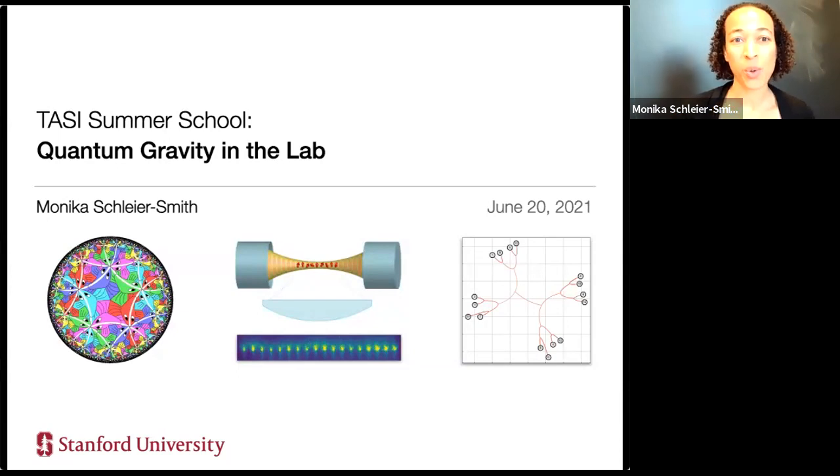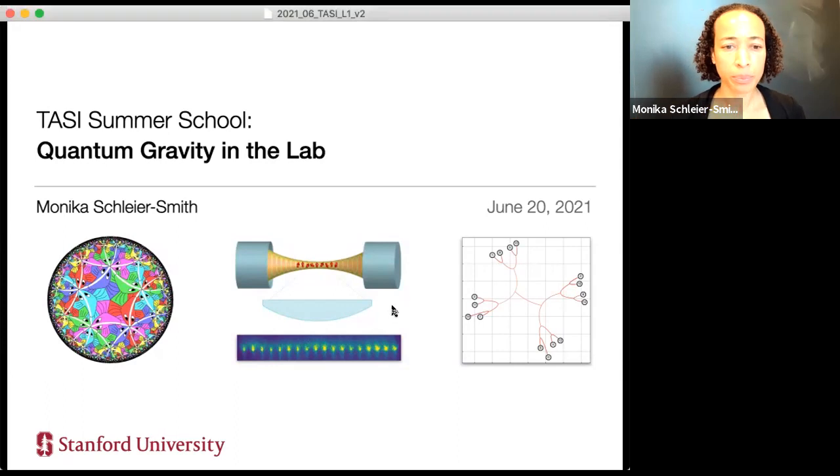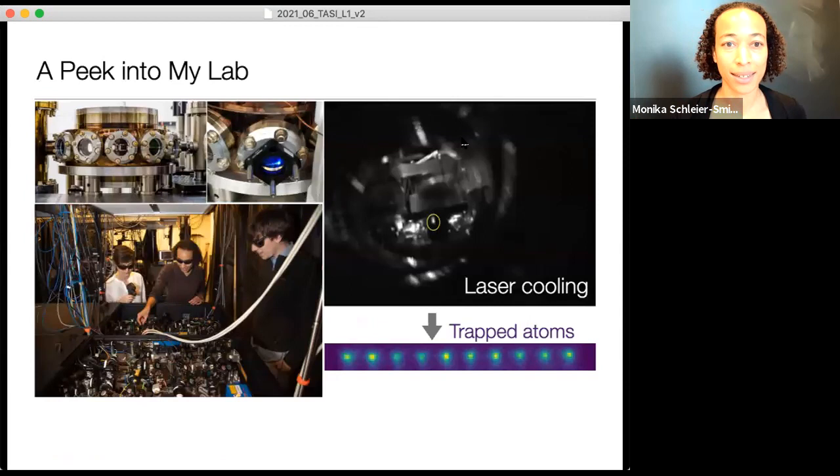So my goal will be to give you an experimentalist's perspective on some of the things that we can measure to try to connect to some really exciting theoretical questions and developments. So I thought I would start by giving you all a peek into my lab.